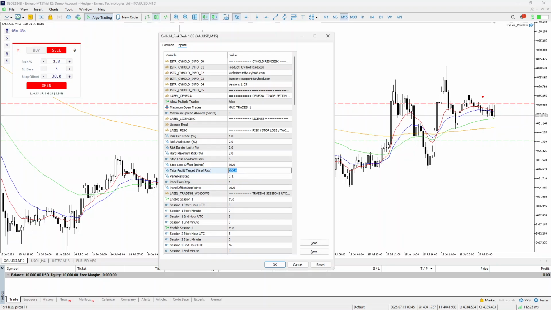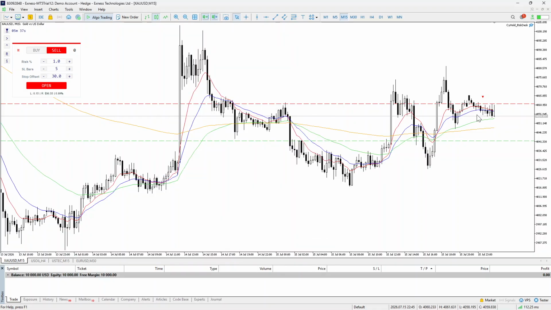So for example, I will put 200, which is 2 times the risk, 200% of the risk. And how it works: it calculates the lot automatically for you. How does it calculate the lot? For example, the stop loss bars. It will look back 5 bars to put your stop loss. So 1, 2, 3, 4, 5.